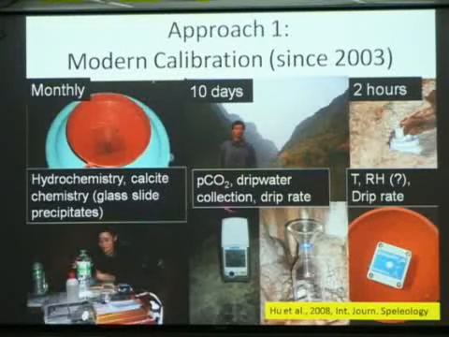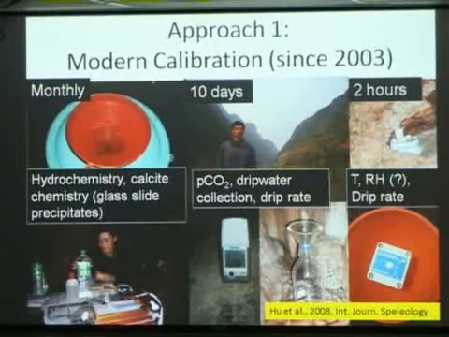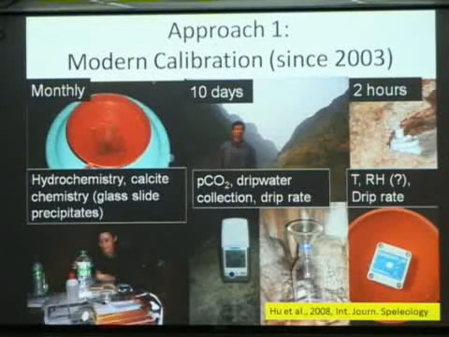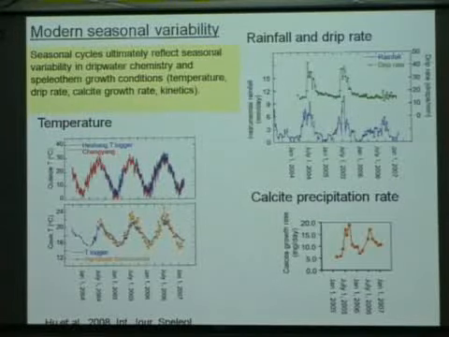Every 10 days, we collect drip water samples, measure the drip rate, and also measure the PCO2 within the cave. And every 2 hours or so, we have automatic loggers, which measure temperature, humidity, and the drip rate in the cave. And a lot of this was published last year, again, in a special speleology journal. Some of the results of that are shown here now.